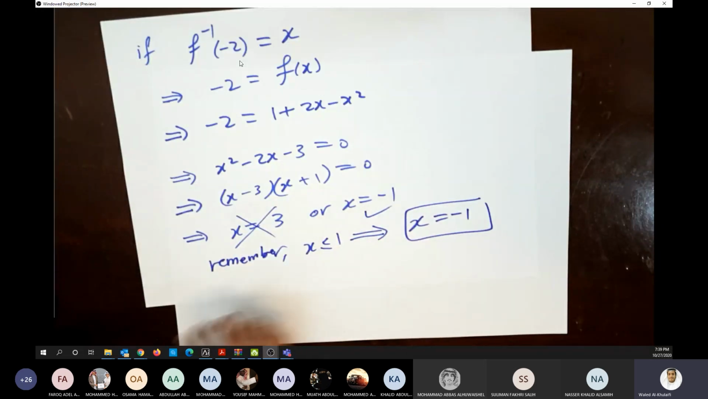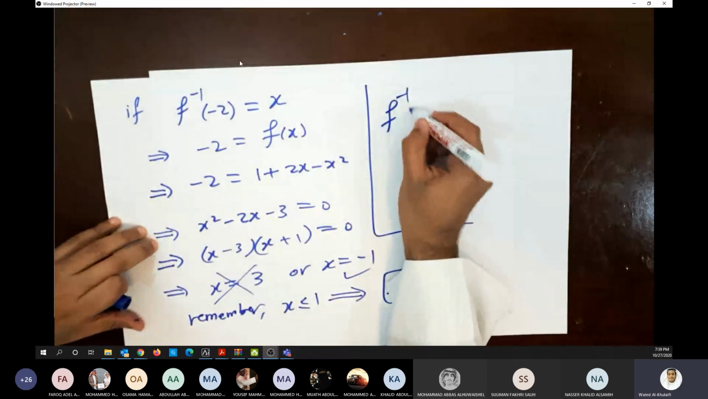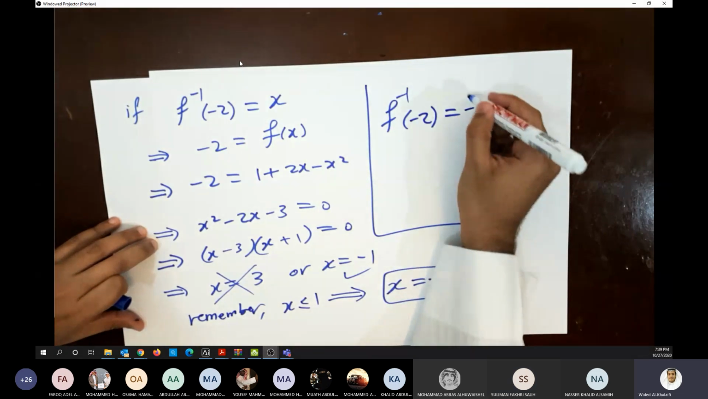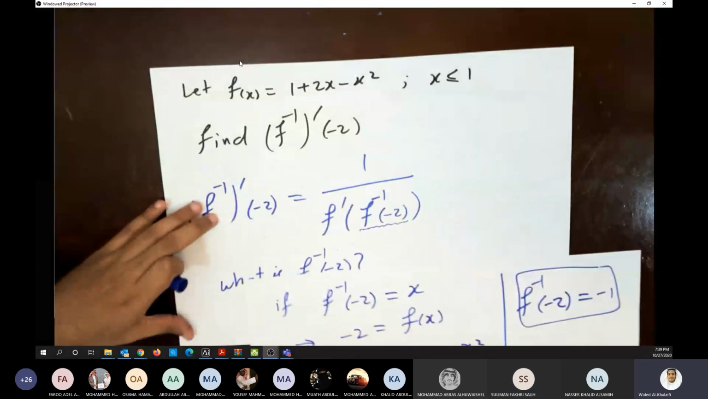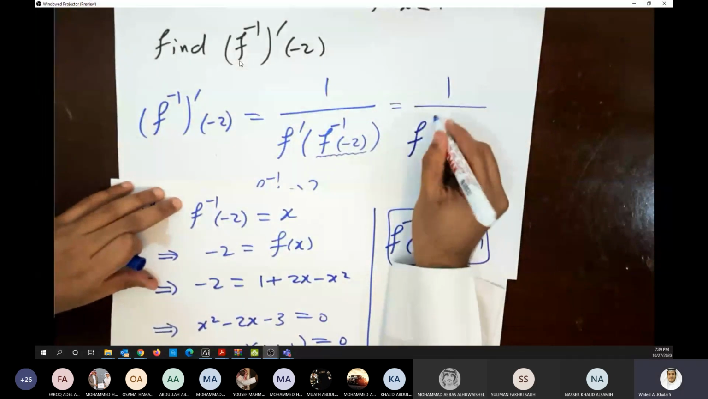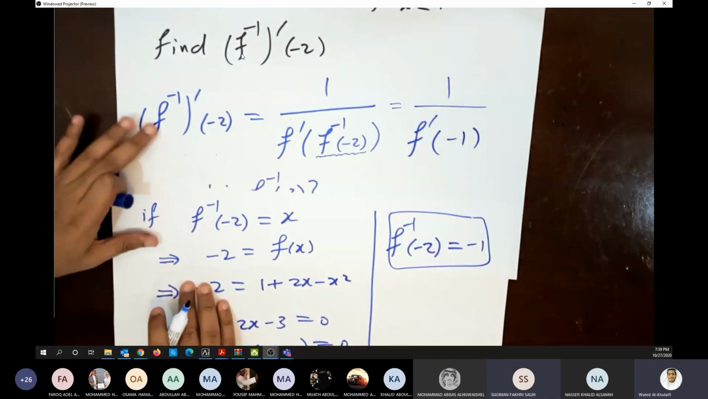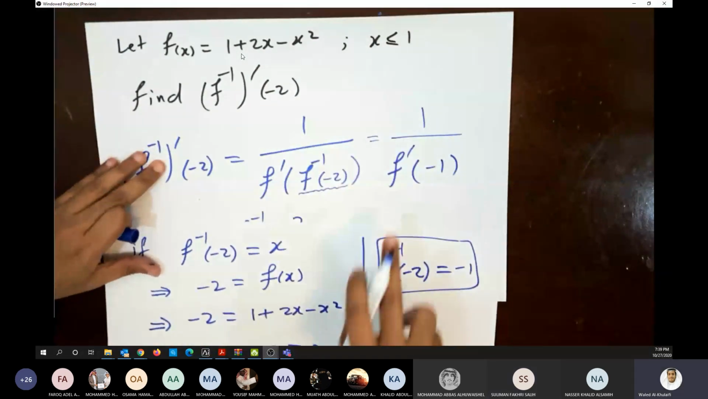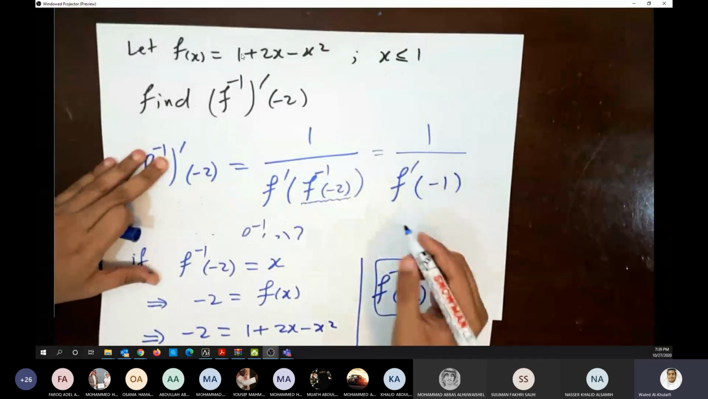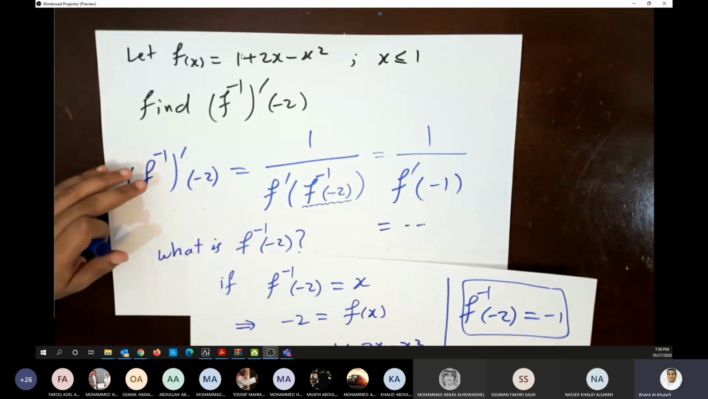Done? Okay. What is the conclusion? Now f inverse of negative 2 is equal to the one we found, which is negative 1. And we go back further, this will equal 1 over the derivative of f evaluated at negative 1. Okay? What is the derivative? The derivative is very easy, you can find it. So I leave the rest. Any question here?